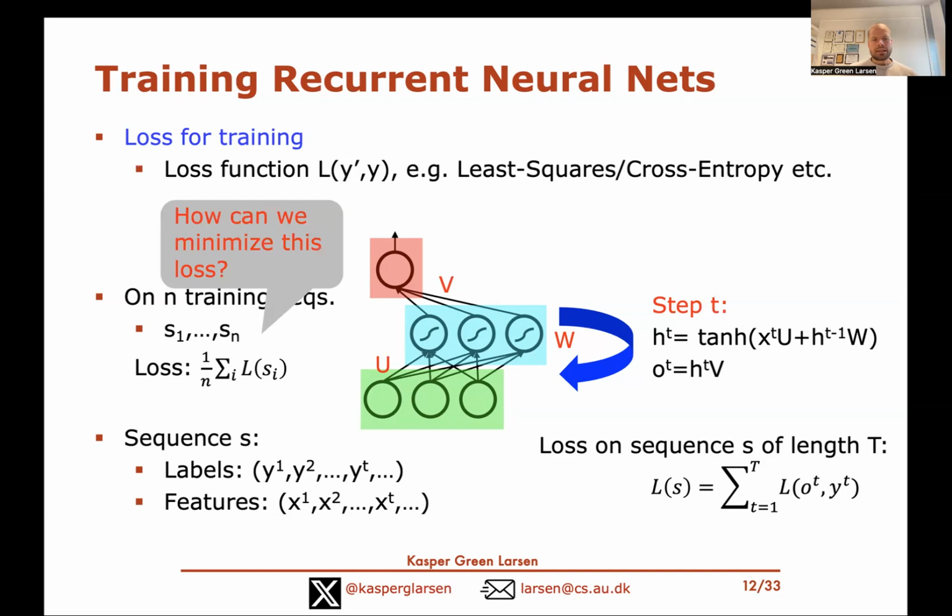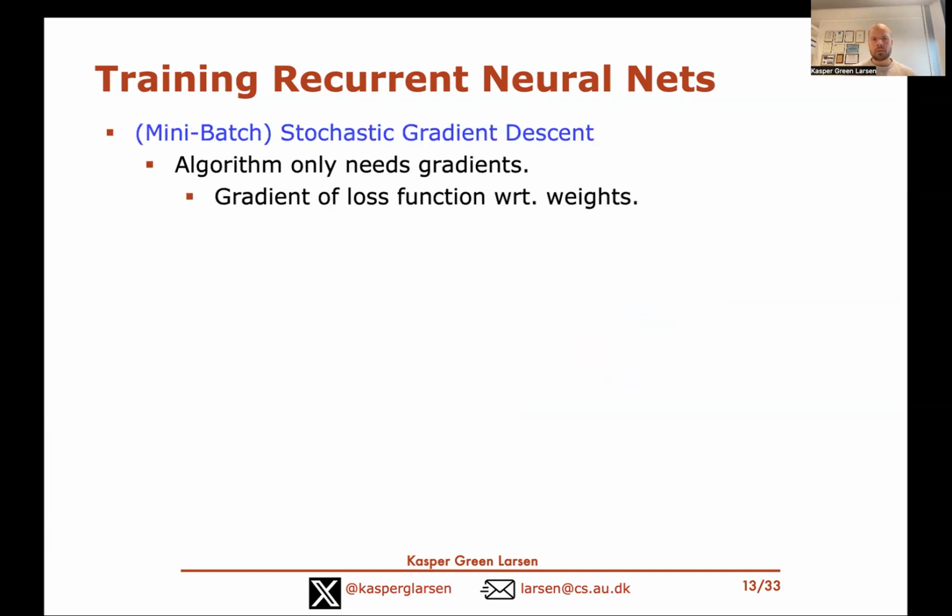So the question is really, how can we train our neural nets? We need to change our parameters U, V, and W to minimize this loss on the training data. The algorithm we're going to use is the standard off-the-shelf mini-batch stochastic gradient descent that we also saw for minimizing losses with standard neural networks. This algorithm only needs gradients to run, basically the gradient of the loss function with respect to all the weights or parameters of the neural net. So it doesn't require much in order to run this optimization algorithm.